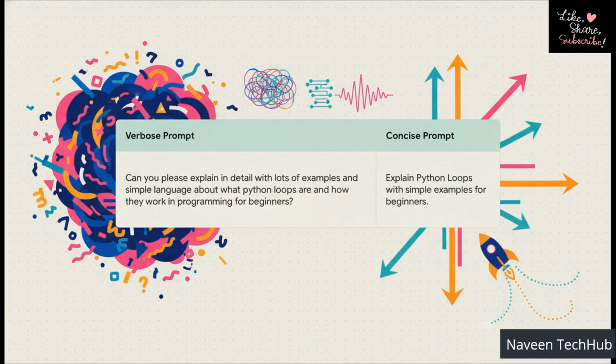Let's look at this side by side. It makes it really clear. The verbose prompt on the left is just full of what we engineers call prompt noise. Words like please or in detail. They add tokens, they add cost, but they add zero instructional value. The concise prompt, on the other hand, is a direct, clean command. It's cheaper, it's faster, and it gives the model a much clearer target.